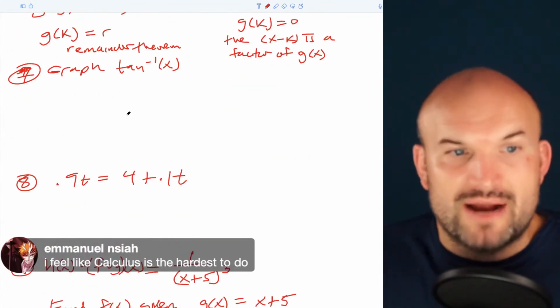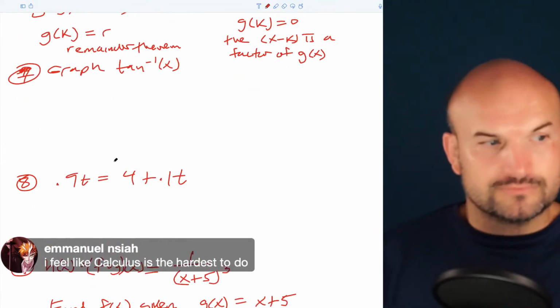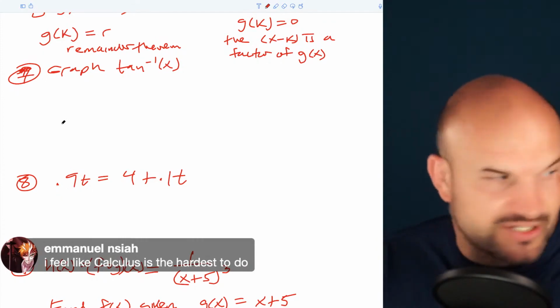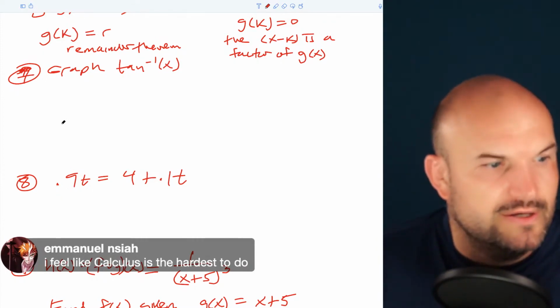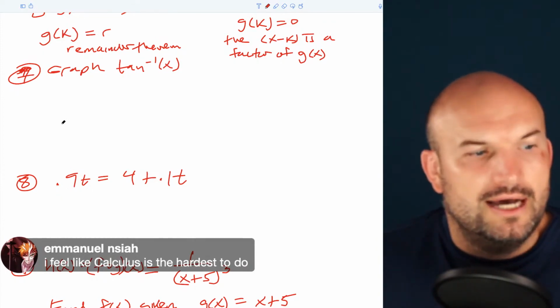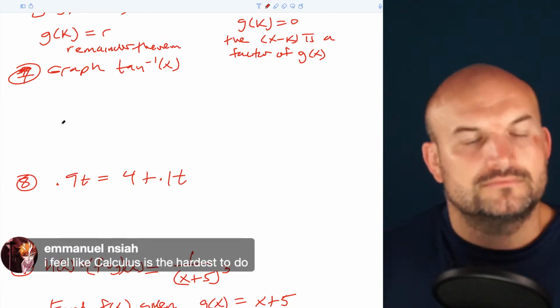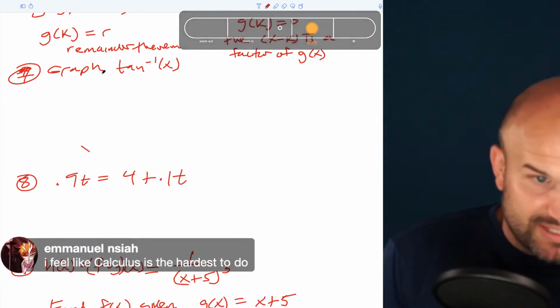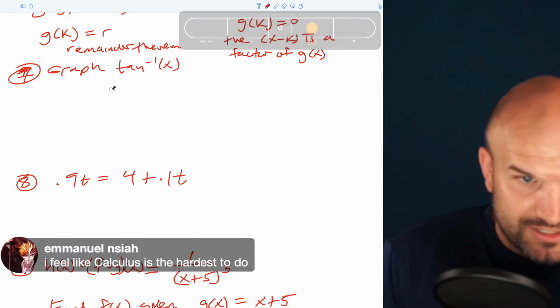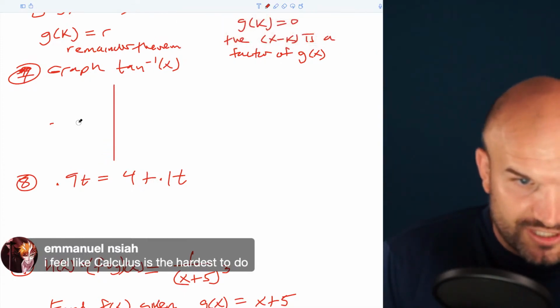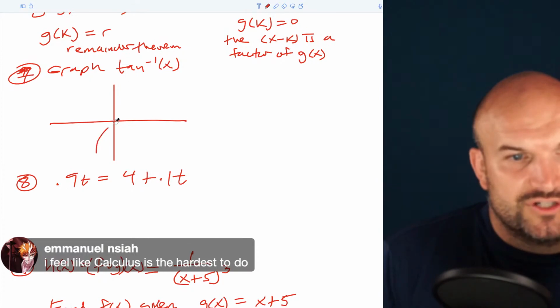All right, graph the tangent function. So to graph the tangent function in this case, the tangent can sometimes be difficult because, going back to passing the vertical line test and functions here, if we were to graph the tangent function, we have a graph that looks like this. And you're like, oh no.